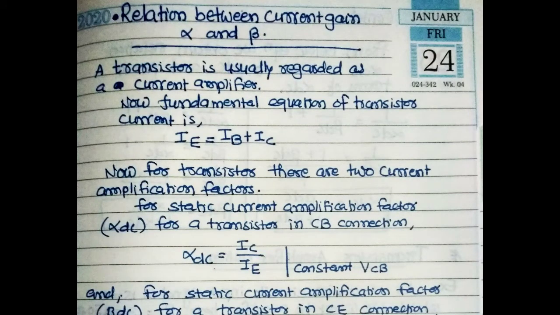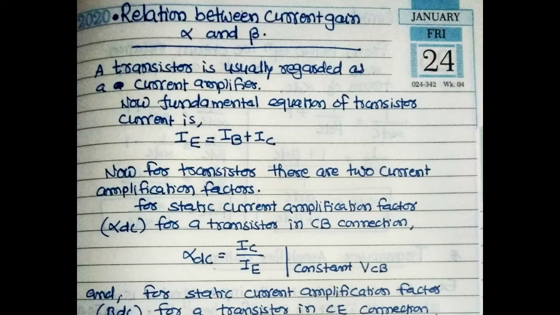Now the next topic is the relation between the current gains alpha and beta. Gain is the same as in electronics terminology: gain is output by input. In the same way, for transistors it can be found in terms of current, because we have the input current from emitter to collector or collector to emitter, and we have to find the value of the gain. A transistor is usually regarded as a current amplifier.